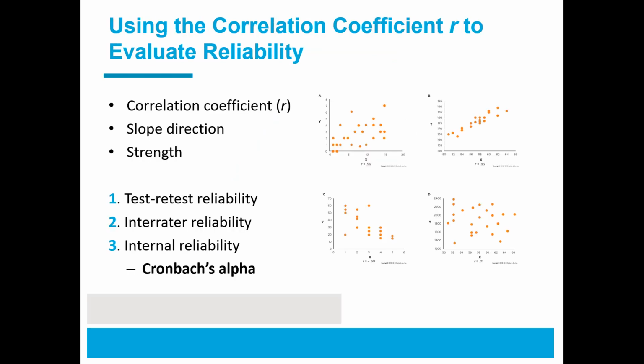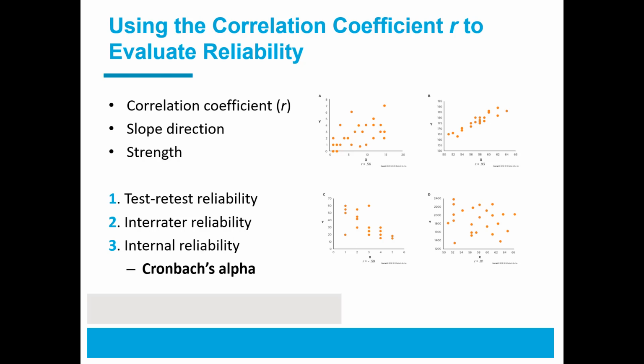Although scatterplots are a good first step in evaluating reliability, a more common and more efficient way is to use the correlation coefficient R. The correlation coefficient, or R, is a single number that describes how close the dots on a scatterplot are to the line drawn through them.